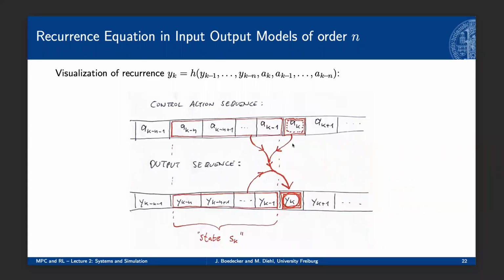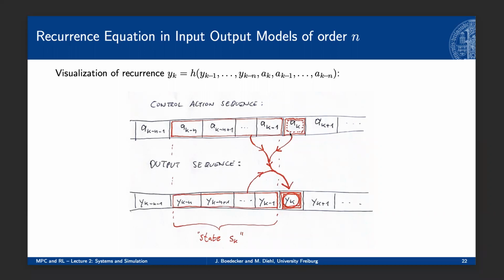So don't care about the index. Sometimes people prefer this y k plus 1, but I want to be consistent with the other system notation. So you decide on the A, and that A might directly influence your measurement at that time. That's what we call direct feed-through in control.